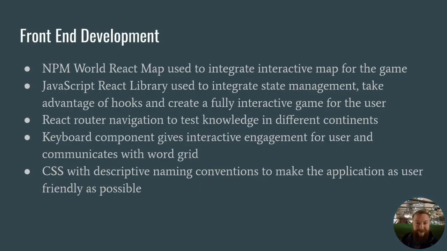So currently the app is completely front end. Obviously we had to make use of a lot of different technologies and components to get it to work. One of the main ones being the World React map, which we used to integrate an interactive map for the game. And through that we were able to route continents based on the selection on the map, which is integral to how the word game actually generates and picks words from a list for each city. We also had to create a keyboard component which allowed the user to input the guess and enter it and be given feedback. The feedback was handled through CSS based on classes given to each letter.